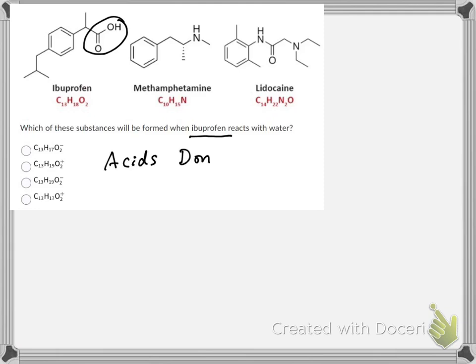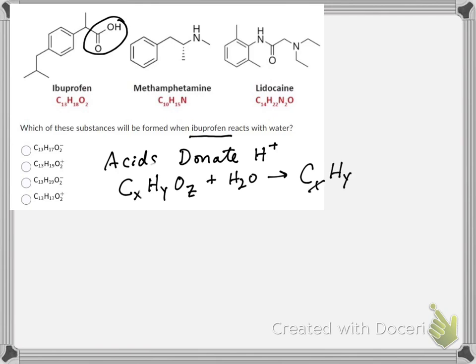All right, so the first thing we want to recognize is that the carboxylate group in ibuprofen, that's the COOH that's circled, will undergo a reaction that generically looks like this. You have some amount of carbons, some amount of hydrogens, and some amount of oxygens. It'll react with water. Now, carbon and oxygen isn't going to change, but the number of hydrogen atoms is going to decrease by 1. And that's because the molecule is going to donate a hydrogen, H+, and it's going to take on a negative charge.